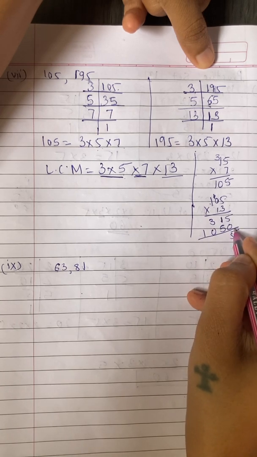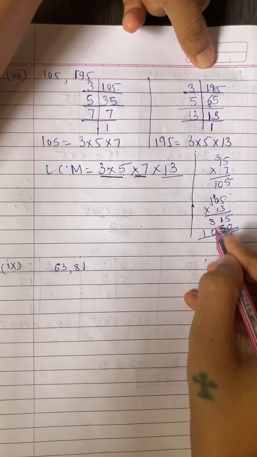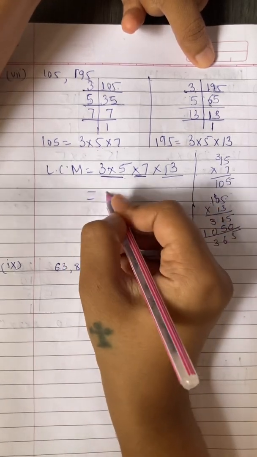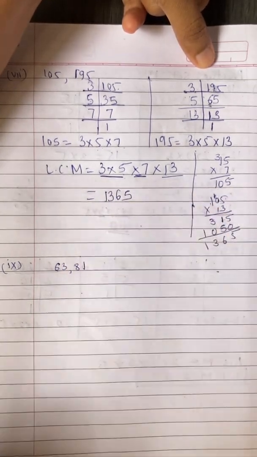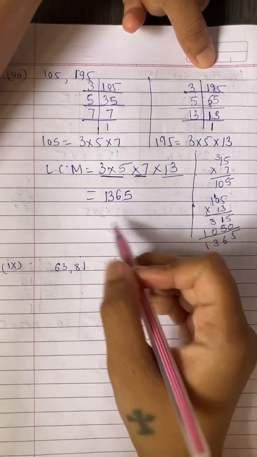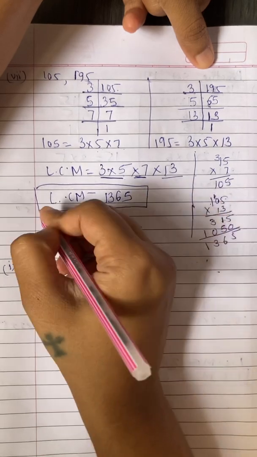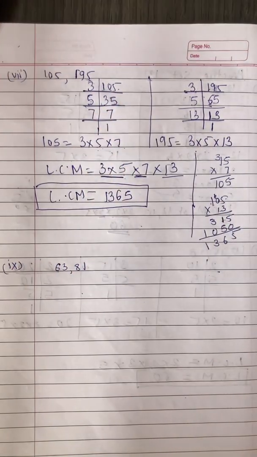5 plus 0 is 5. 5 plus 1 is 6. 3 plus 0 is 3 and 1 as it is. So you get the answer as 1365. 1365 is the LCM of both the numbers 105 and 195.